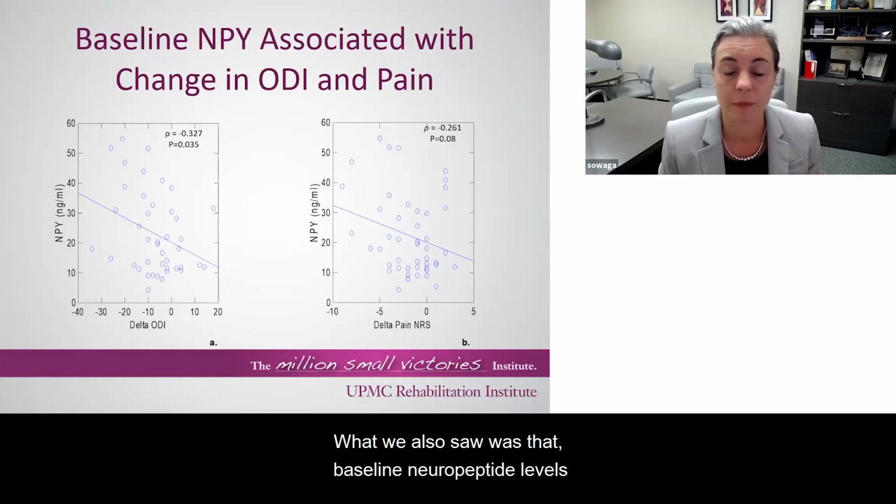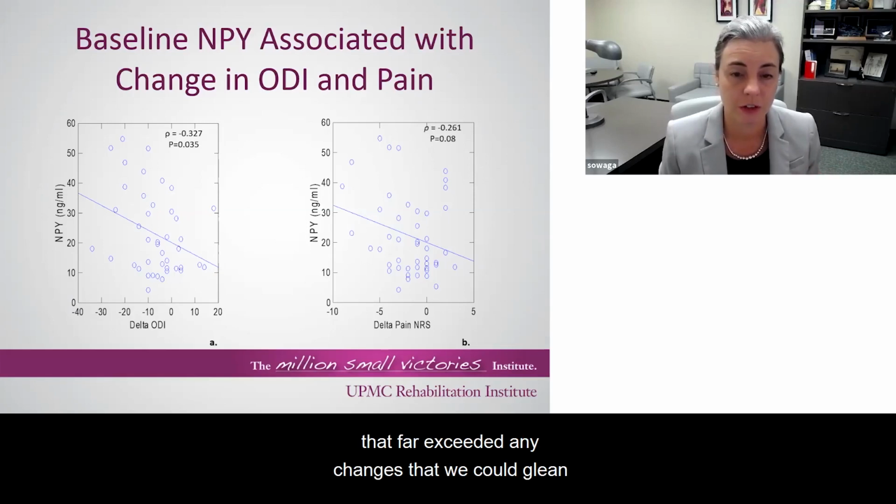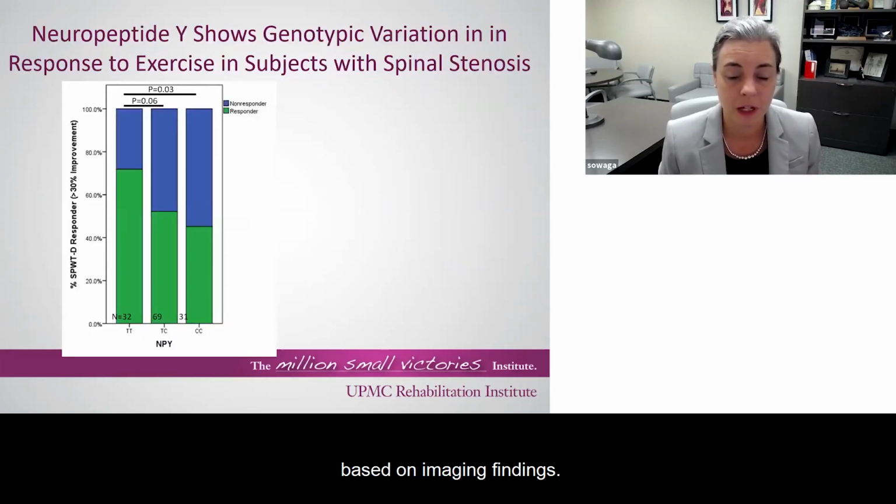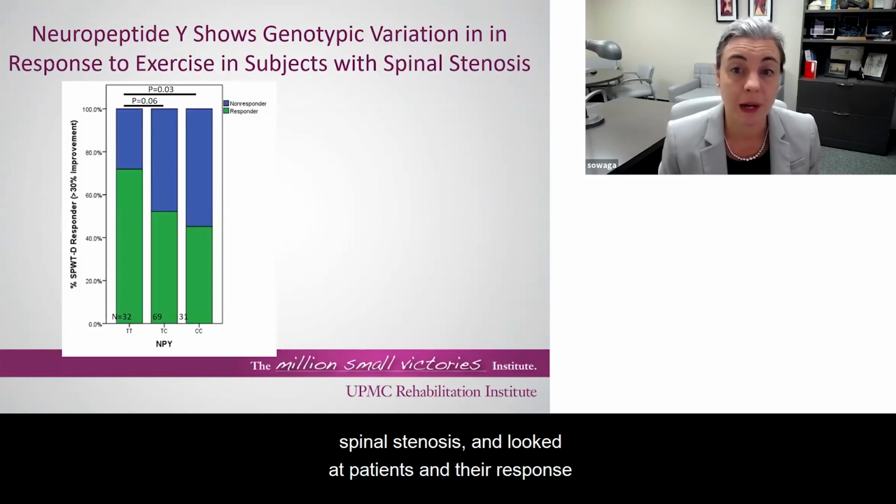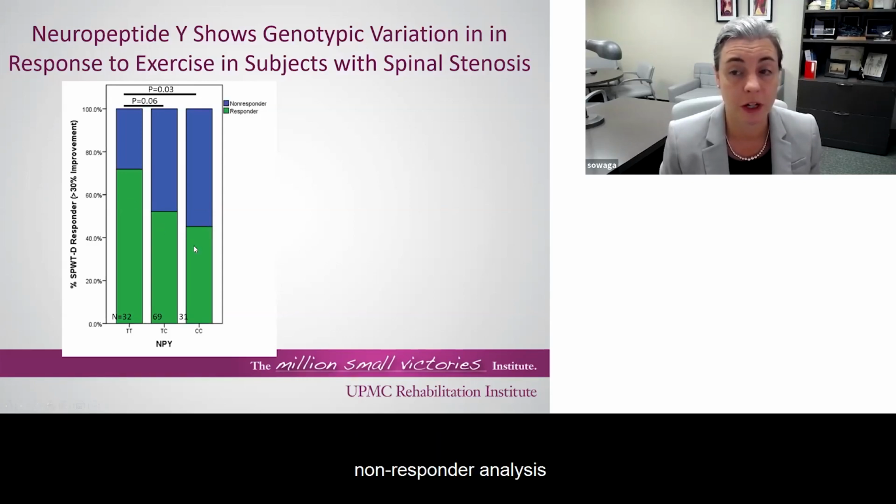What we also saw was that baseline neuropeptide levels were also associated with the change in their disability score and the change in their pain in response to treatment. And so again, demonstrating some very helpful associations that far exceeded any changes that we could glean based on imaging findings. In a separate study where we looked at individuals with spinal stenosis and looked at patients and their response to exercise, we also saw a signal in differentiating the responder-non-responder analysis based on genotype. So in this study, we looked at that same promoter region single nucleotide polymorphism, and based on the genotype, saw differences in the responder-non-responder analysis.